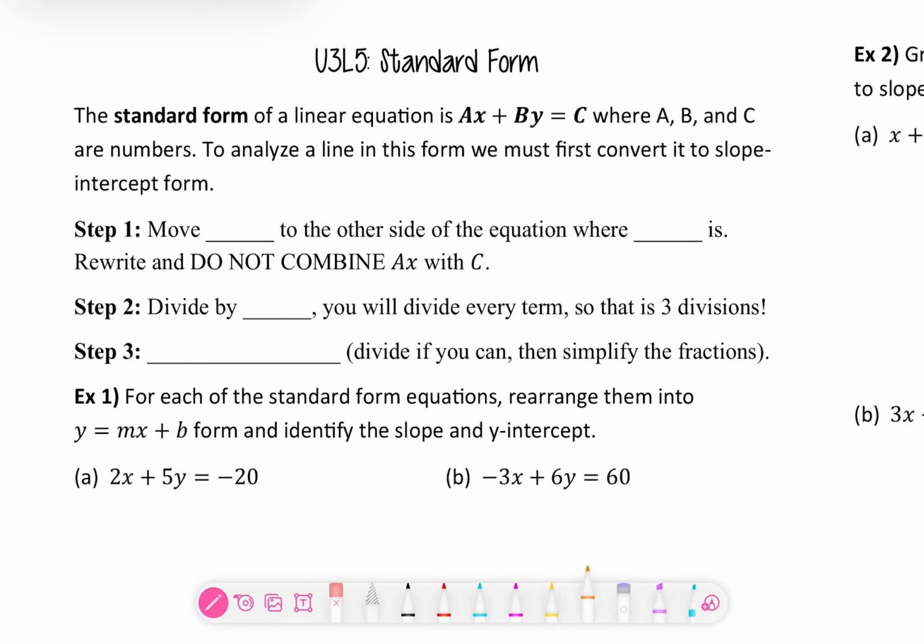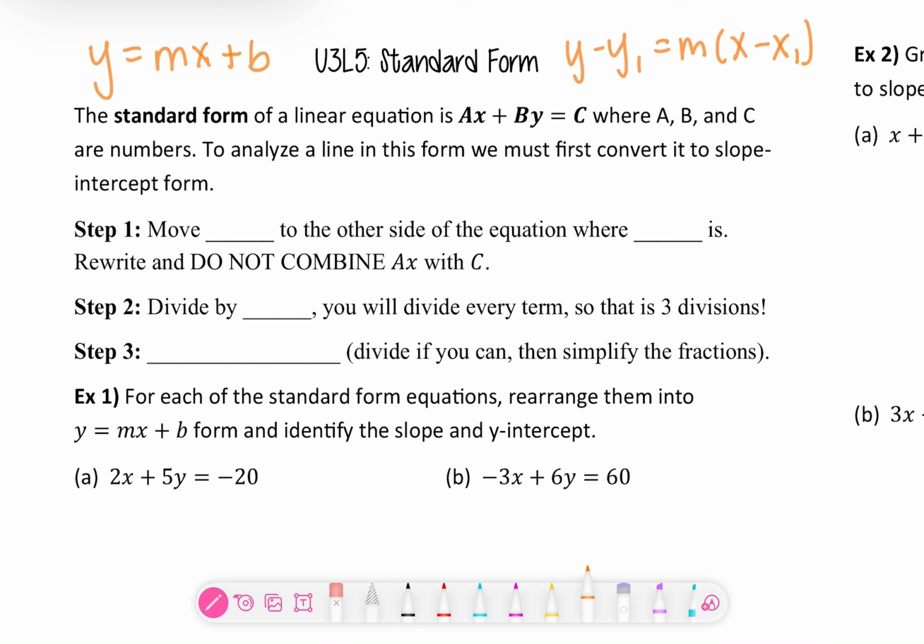Welcome to U3L5 standard form. So the standard form of a linear equation is ax plus by equals c, where a, b, and c are just numbers. Now there's two other forms of lines that we have practiced this year, and those are slope-intercept form, y equals mx plus b, and point-slope form, y minus y1 equals m parentheses x minus x1, okay?